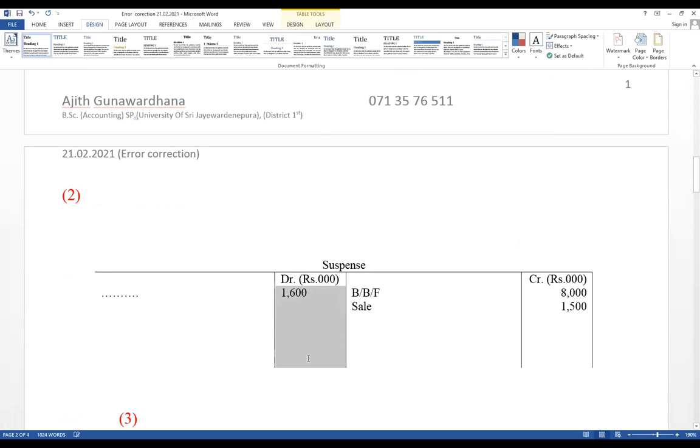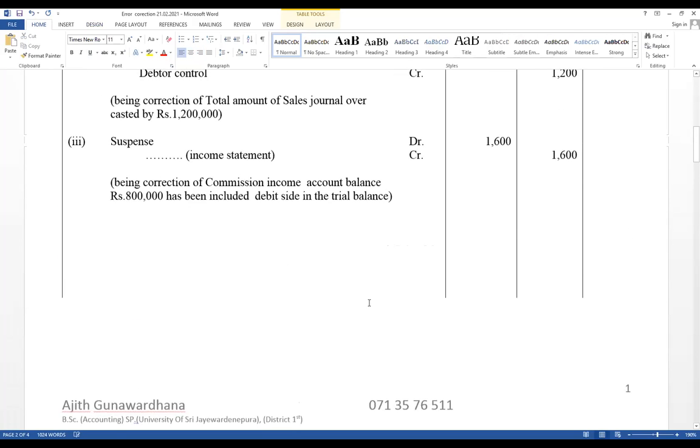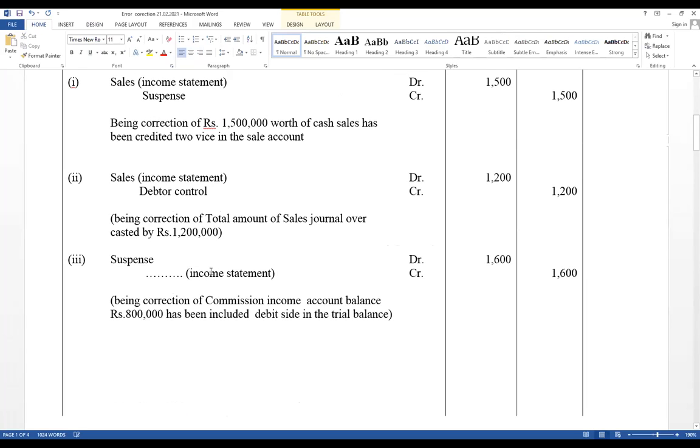Trial balance credit, suspense account debit, and its effect for profit also. Now think about the double entry. If an income or expense account is credited, it should be added. If an income or expense account is debited, it should be deducted. Here, the trial balance credit side should have recorded commission income. Therefore, for correction of profit, credit should be added.